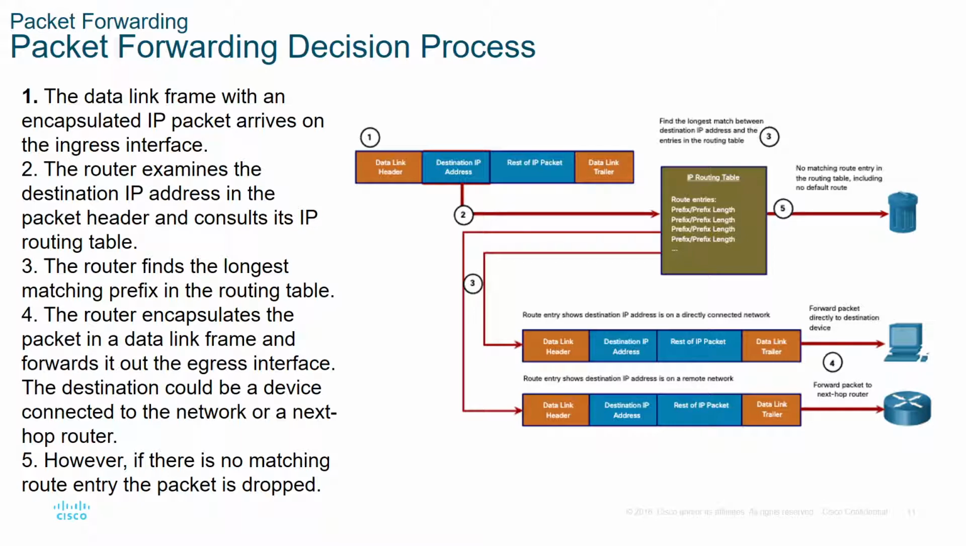Step 3. The router finds the longest matching prefix in the routing table. Step 4. The router encapsulates the packet in a data link frame and forwards it out of the egress interface. The destination could be a device connected to the network or the next hop router. However, if there is no matching route entry, the packet is then dropped.